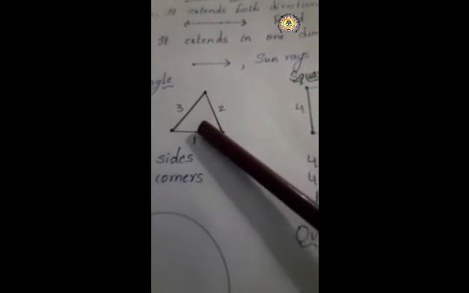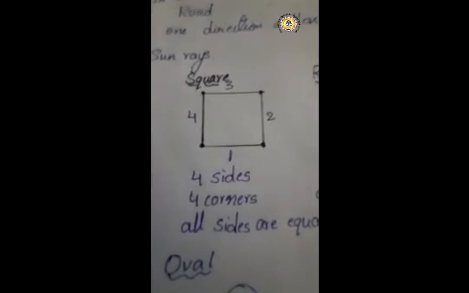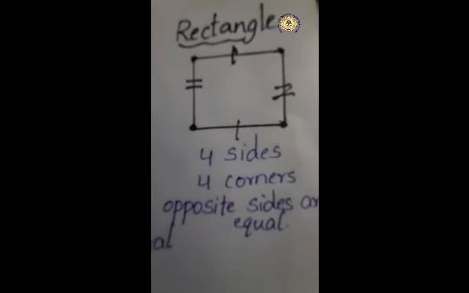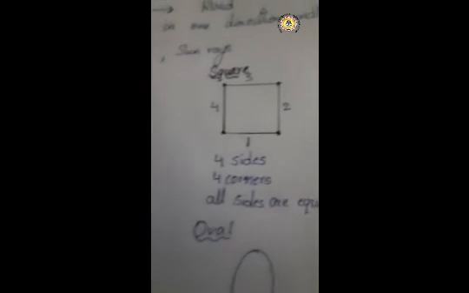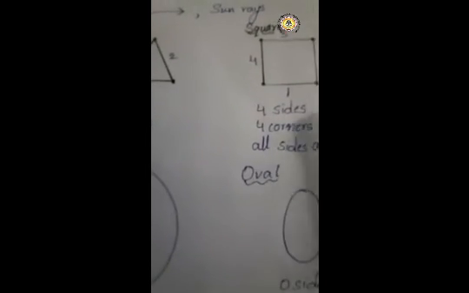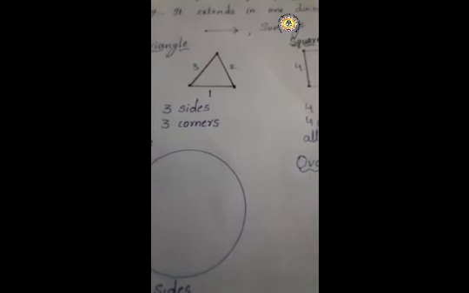Okay, 2-dimensional shapes. If you observe this triangle, we can measure length and height. Yes, 2 dimensions. Coming to the square, length and breadth. Coming to the rectangle also you have length and breadth. 2 dimensions, or not? So these are all examples of 2-dimensional shapes: triangle, square, rectangle, oval and circle. These are 2-dimensional shapes. Clear, children?